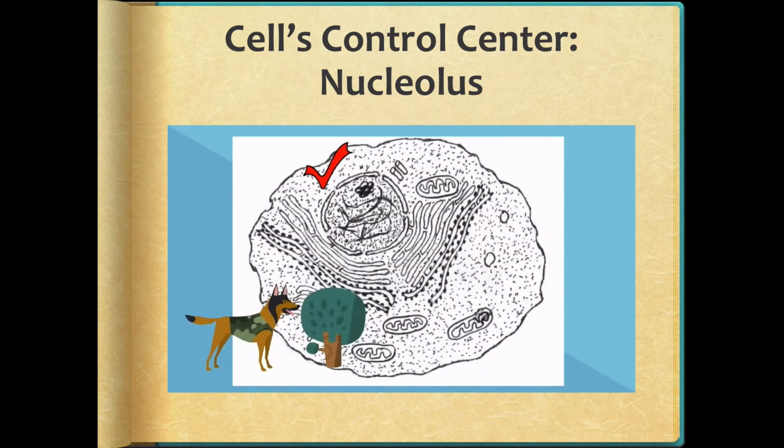All eukaryotic cells have a nucleus, and bacteria and other prokaryotic cells do not have a nucleus.